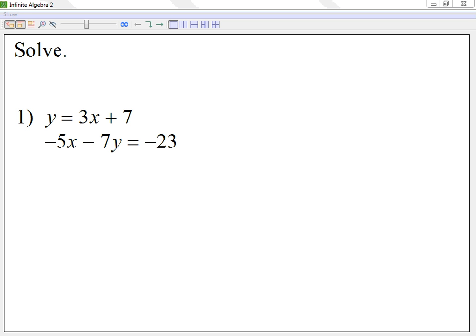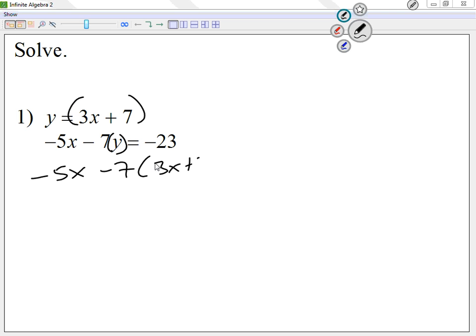For number one, let me do it by substitution, just because some of you prefer substitution. Everything that I have for y, I'm going to put in that y. So I'm going to rewrite this as negative 5x minus 7, open parentheses, 3x plus 7, equals negative 23. I substitute it. Eliminate parentheses, so I have negative 5x minus 21x minus 49 equals negative 23.